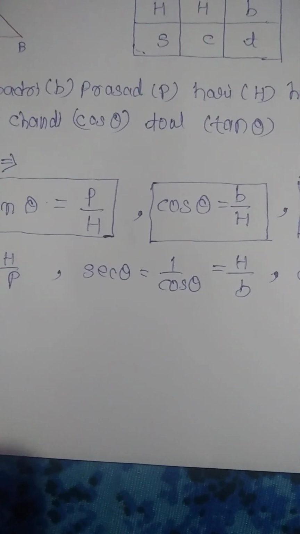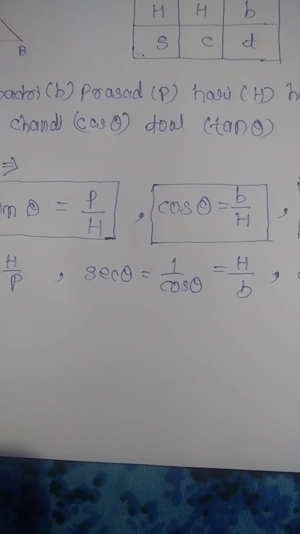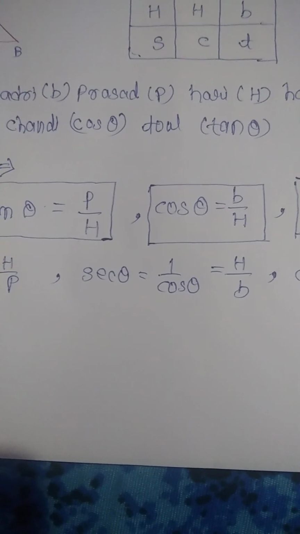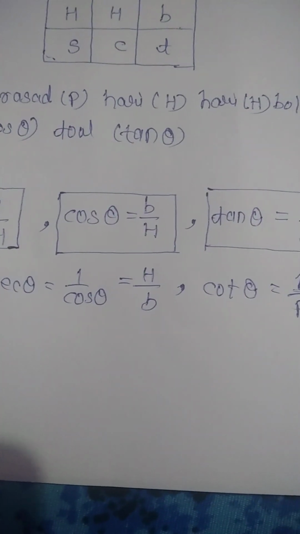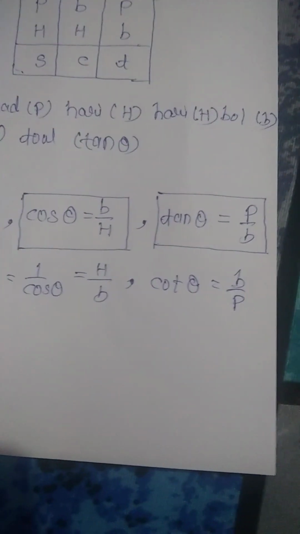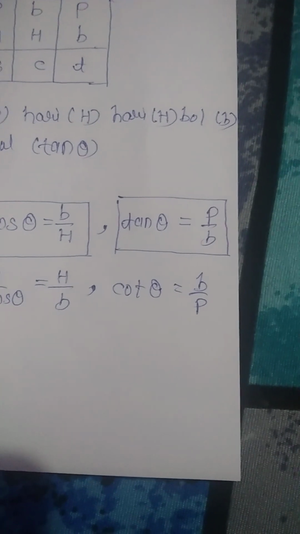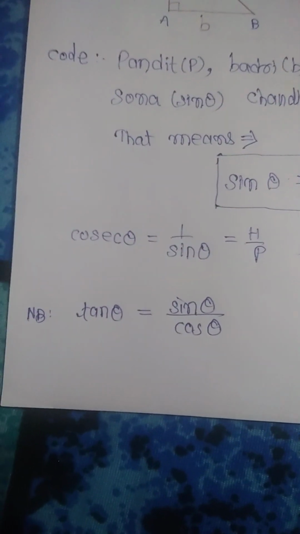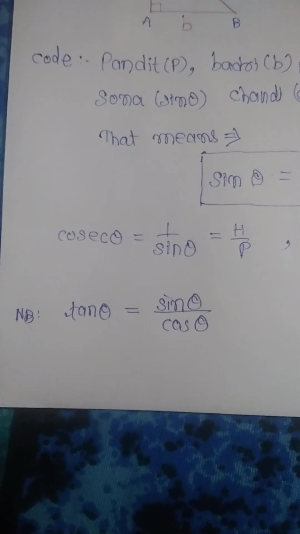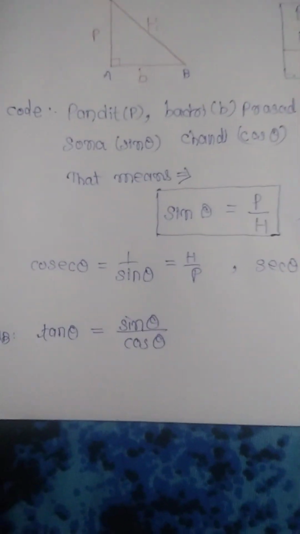Sec theta is the reciprocal of cos theta. So here we can write sec theta equals 1 upon cos theta, that is hypotenuse upon base. And cot theta is obviously the opposite of tan theta, that we can write as B upon P. Here we have a formula about tan theta: tan theta equals sine theta upon cos theta.